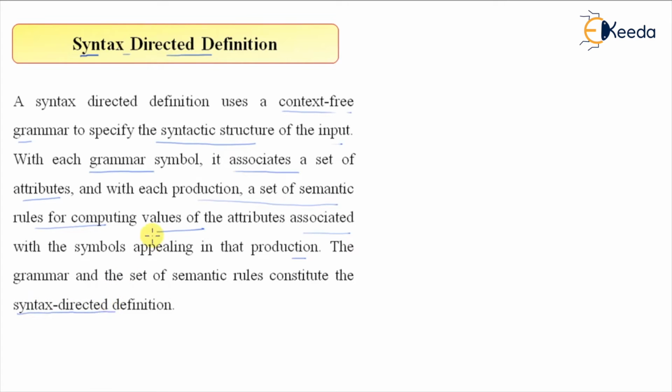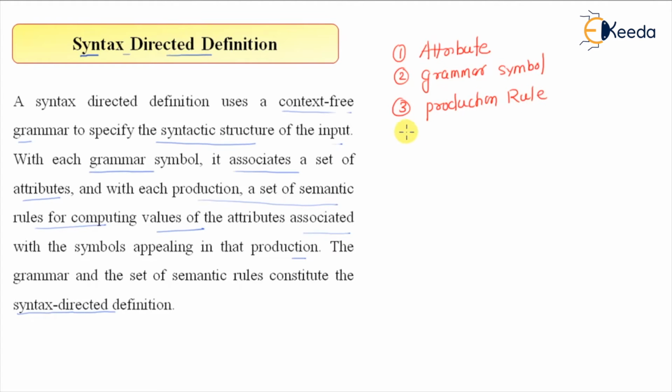Now this definition talks about several things. The first thing is the attribute part, which I already explained. The second thing this definition talks about is a grammar symbol. Then it talks about the production rule. And then the fourth important term is the semantic rule.